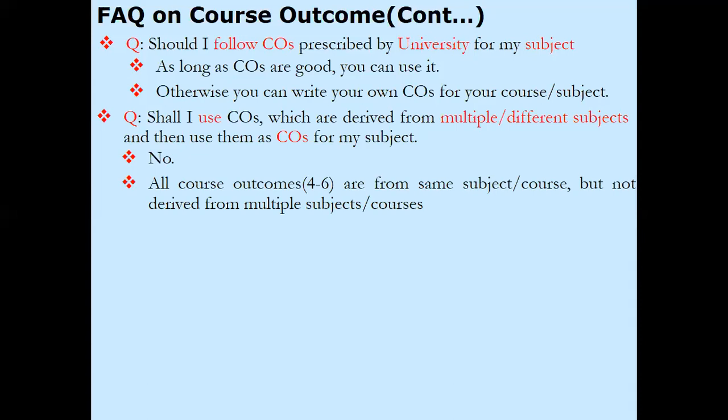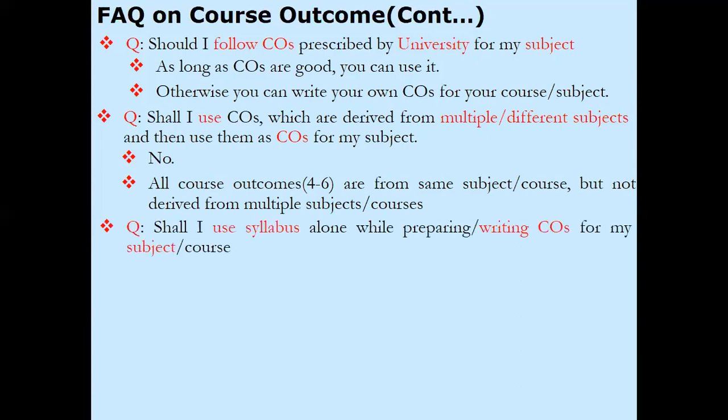Like 2 course outcomes derived from DBMS, 2 taken from operating systems, 2 from computer networks. This type of course outcomes we cannot expect. Whenever you're writing the course outcomes, it should be only for a particular subject. If you're writing for computer networks, you have to write for computer networks. If you're writing for operating systems, you have to write for operating systems only. Now, there is another question.